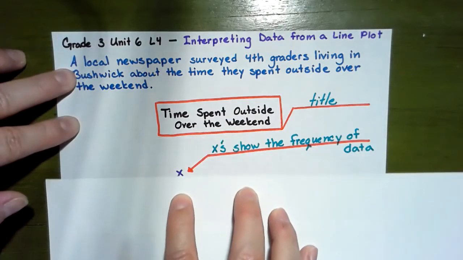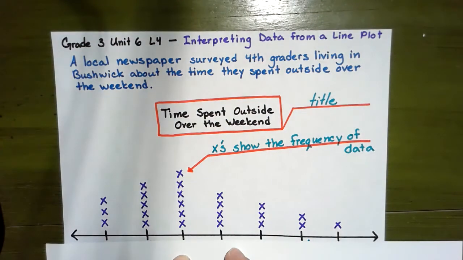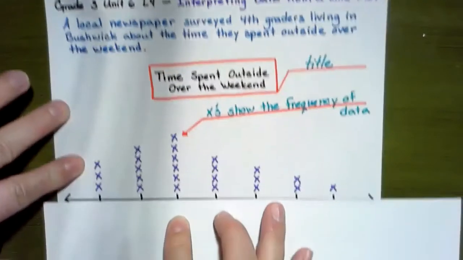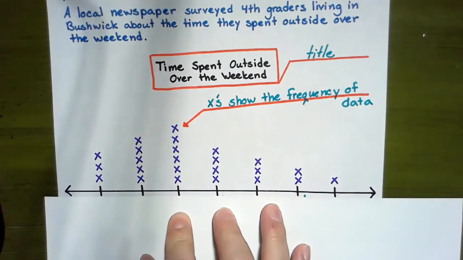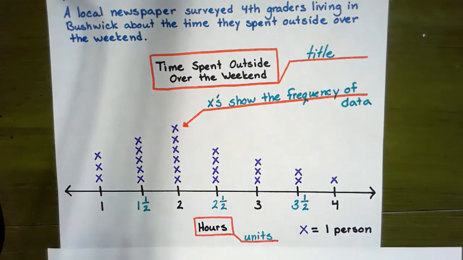That's right. Each X shows the frequency of data. And remember, frequency is how often something happens. The key at the bottom of our line plot also tells us what each X represents. What does each number along the number line tell us? In this case, each number along the number line tells us how many hours students spent outside over the weekend. So the hours are our units.